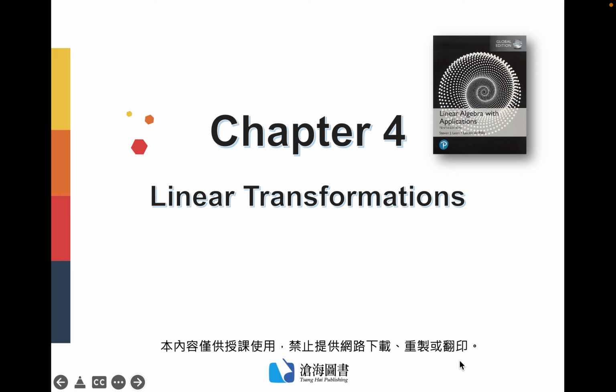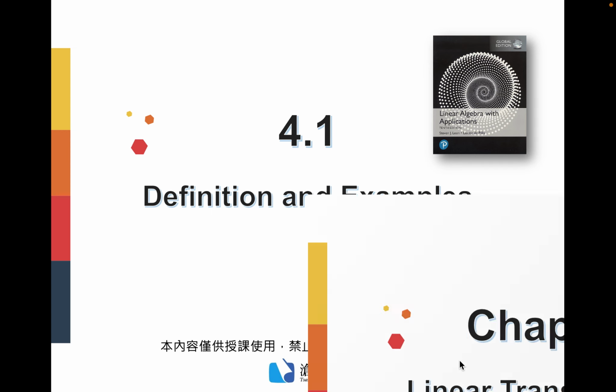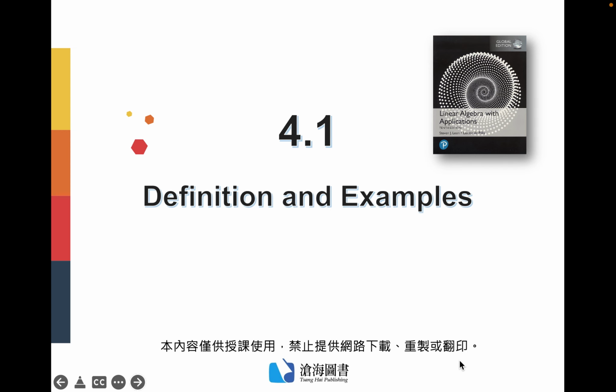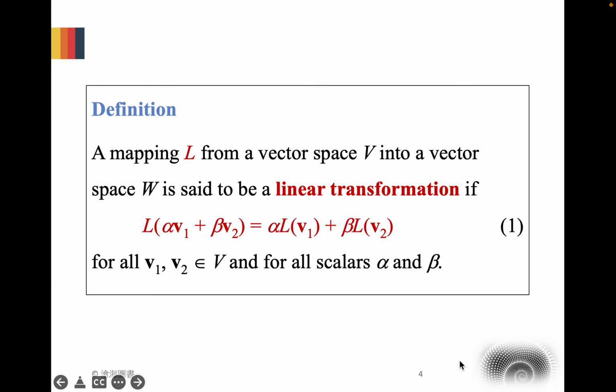Okay, let's move to chapter 4. Chapter 4 is about linear transformations. Okay, and starting from section 4.1, we will give you many definitions and examples. Okay, so now let's start from the definition of a mapping or a linear transformation.